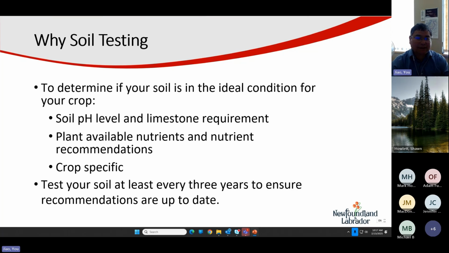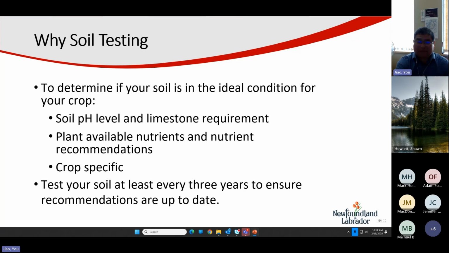Why soil testing? It is to determine if your soil is in the ideal condition for your crop: the soil pH level and the limestone requirement. If the soil pH is very low, you may need a bunch of limestone. If the soil pH is high enough, you don't need any limestone. The plant available nutrients and the nutrient recommendations are crop specific. Test your soil at least every 3 years to ensure recommendations are up to date.